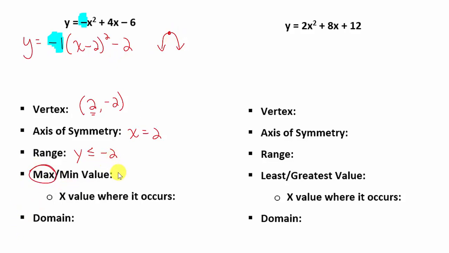And my maximum value, though, is just going to be the y value of my vertex. The x value where it occurs is the x value of my vertex, which is 2. And the domain for all quadratics is all real numbers, unless we've restricted it for some reason. Okay, why don't you take a minute and pause the video and write this in completed square form and then answer these questions.